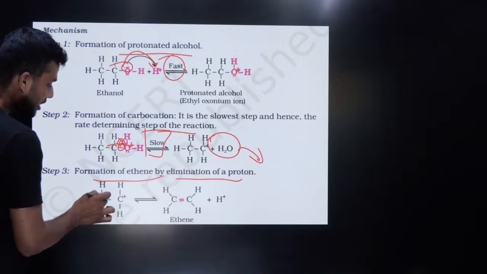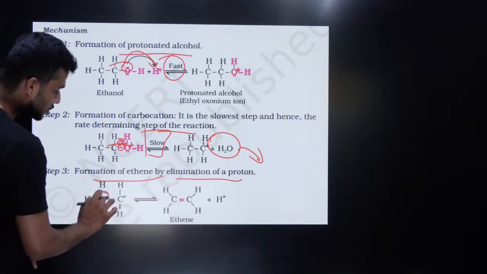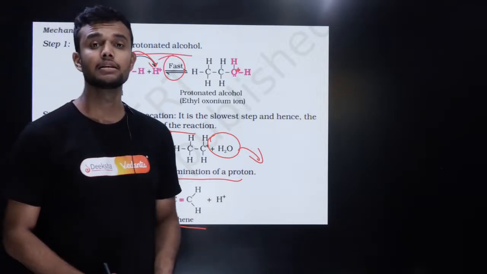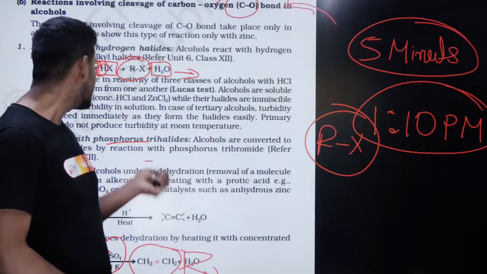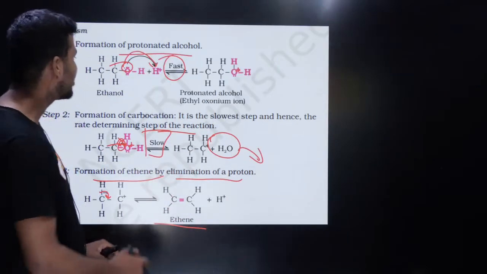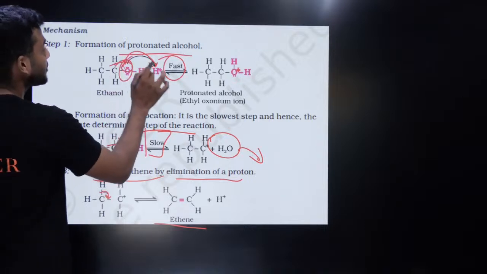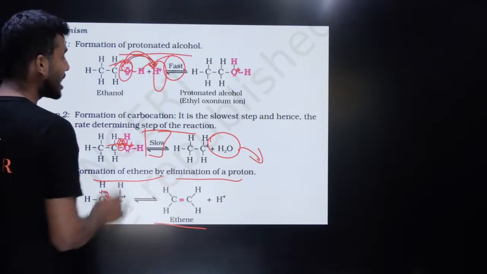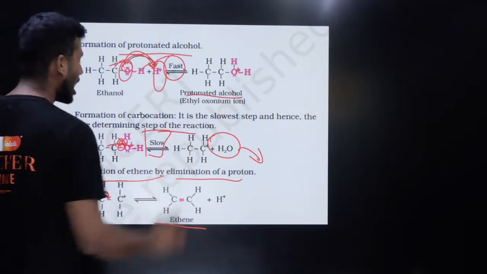What happened? Here the positive charge is there now, and this hydrogen bond movement happens. Then the ethene molecule is formed. This is an example of a dehydration reaction mechanism. In the first step, protonated alcohol is formed by the oxygen abstracting the H+ ion. Then protonated alcohol is forming.